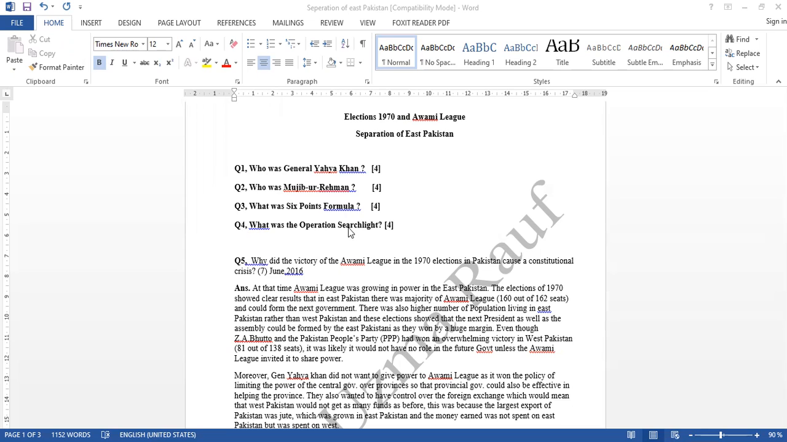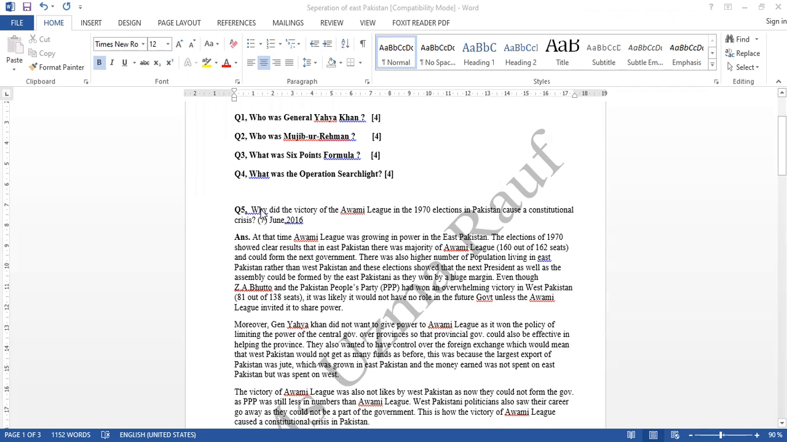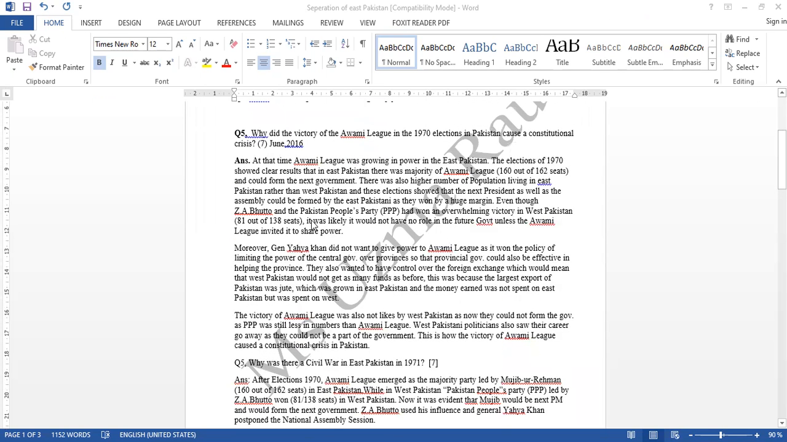So all these are 4 mark questions, and I told you in the class as well that you will answer these questions with the help of your book. ठीक है, जो मटेरियल आपकी बुक में दिया हुआ है, you can easily find answer of these short questions. ये हमने क्लास के अंदर डिस्कस भी कर लिए हुए हैं. इसके बाद हमने ये क्वेश्चन जो है we have already done in our class, face to face class के अंदर we have done it. Why did the victory of the Awami League in the 1970 elections in Pakistan cause a constitutional crisis? And then question number 5, you can, if you haven't done it, you can write it as well.